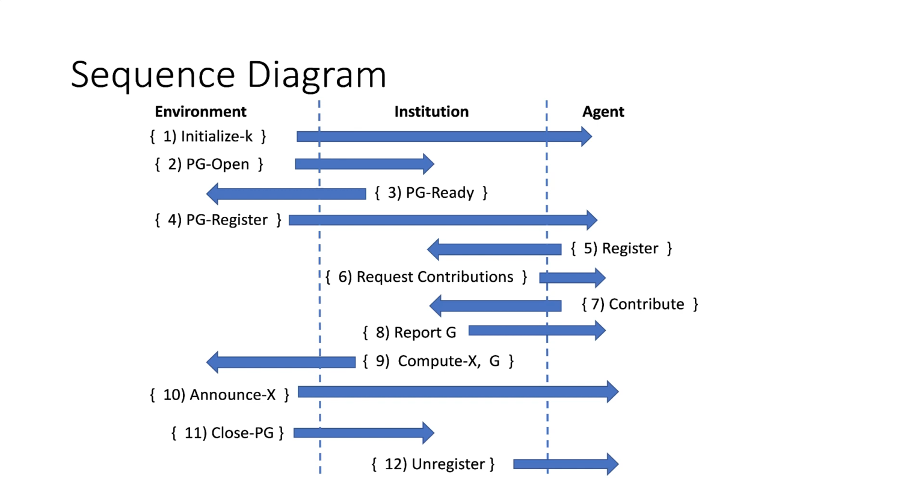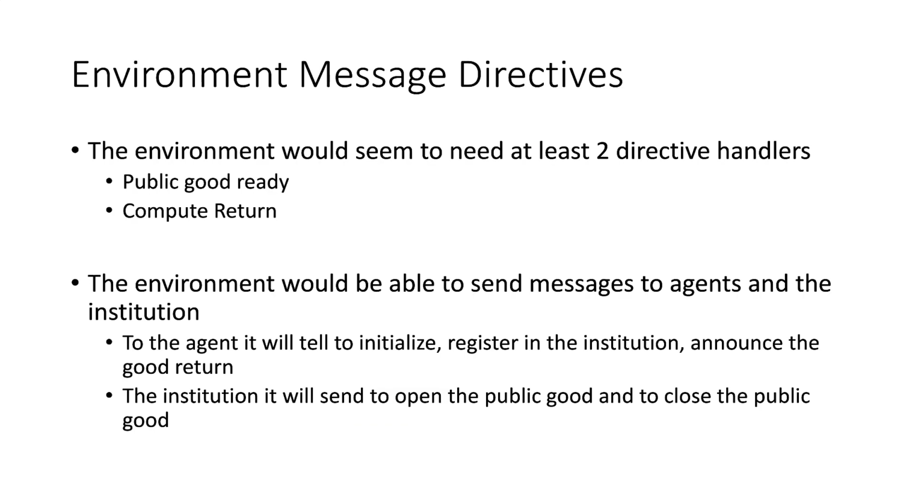So that's how we would suggest thinking about that. At the directives that you should be prepared to handle, we'll go through the components quickly just as a guide. So the environment, we would argue, needs to handle at least 2 directives: the public good is ready, and the compute the return. So you'd want to go back and look and see who's sending those messages into the environment, which should be the institution, right? So you'll want to create message handlers, or directive handlers, for those.